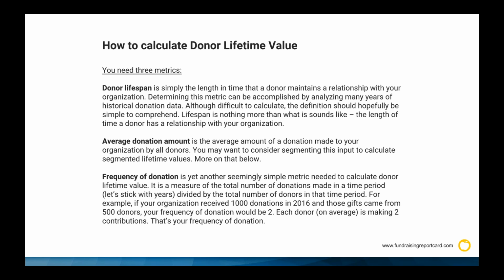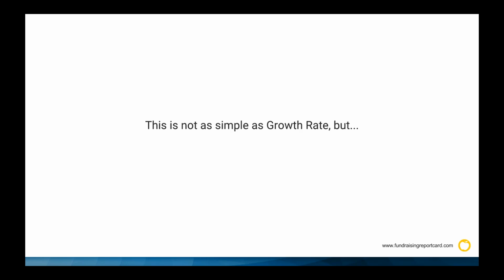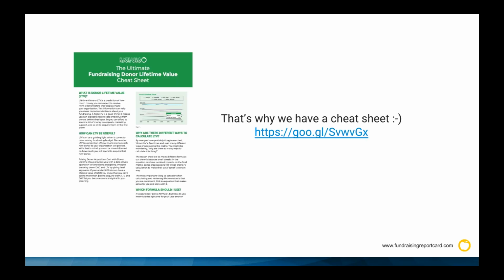If you looked at your entire file, what is my average donation amount? Frequency of donation. Another simple metric here, but this is really going to be how frequently donations are made over a set period of time. You can see in parentheses there, it says, let's stick with years. You're generally going to calculate lifetime value as a yearly metric. So how many donations are donors making on average within a year? Is it 1? Is it 1.3? Is it 2 donations? Is that the average frequency? So again, not as simple as growth rate, but here you go.